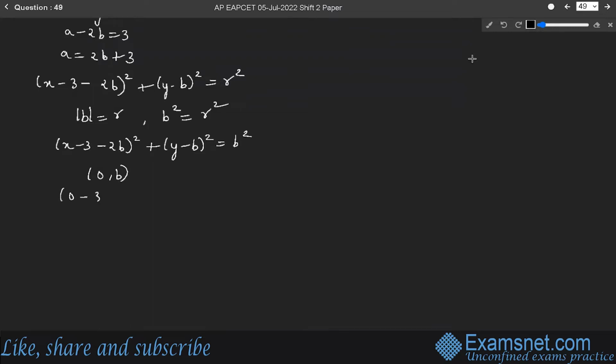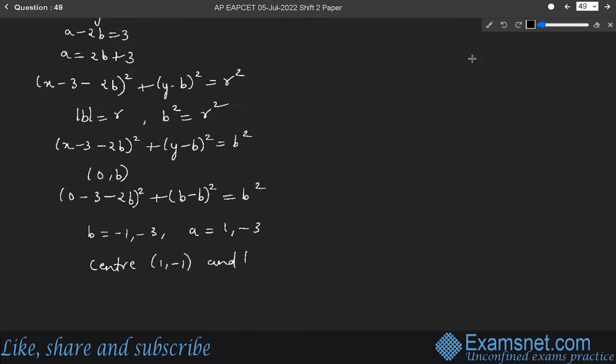Therefore, it will be (0 minus (3 minus 2b)) whole square plus (b minus b) whole square is equal to b square. So, from here we can say that b will be equal to minus 1 and minus 3, and a will be equal to 1 comma minus 3. Hence, the center of this circle will be (1, minus 1) and (minus 3, minus 3). So, the equation becomes (x minus 1) whole square plus (b plus 1) whole square is equal to 1.